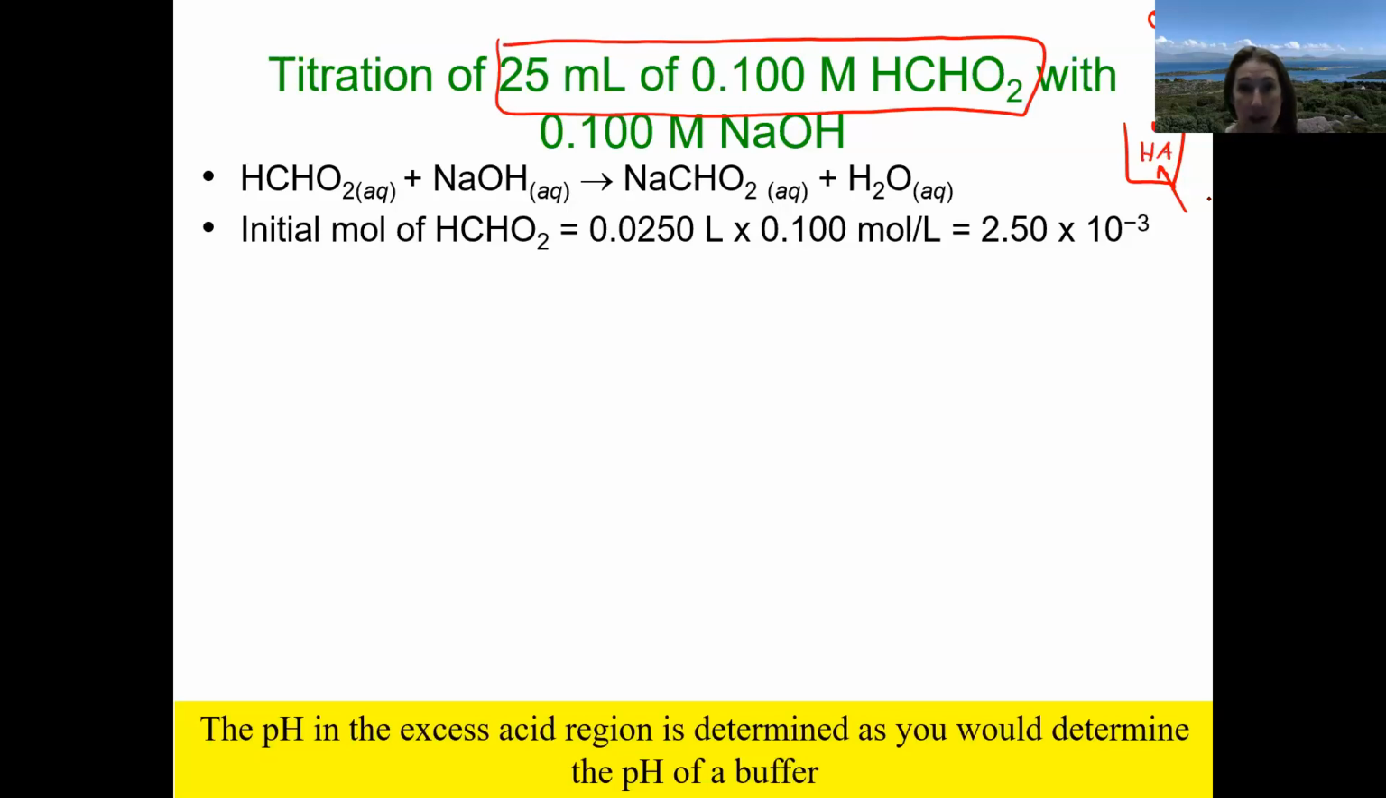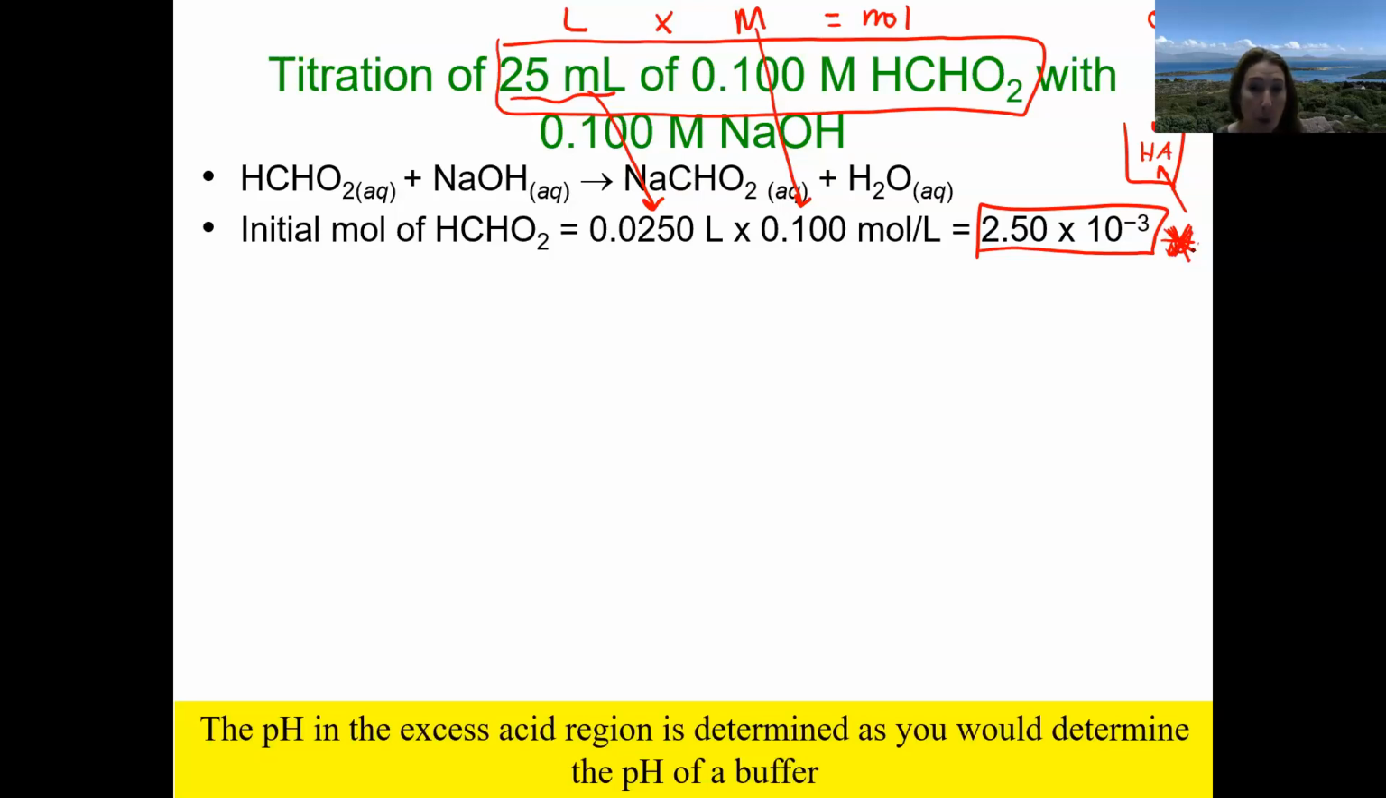We need to find the moles of that because remember, the equivalence point is when moles of acid equal moles of base, right? And so remember, liters times molarity equals moles. So we just change this to liters, put in our molarity. This is our moles. When our moles of our acid equal the moles of our base, then we're at the equivalence point. So this is the number we're going to always come back to because that's our equivalence point.